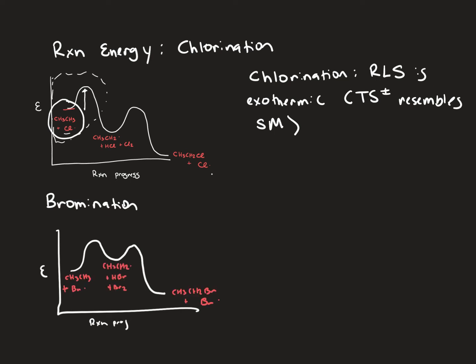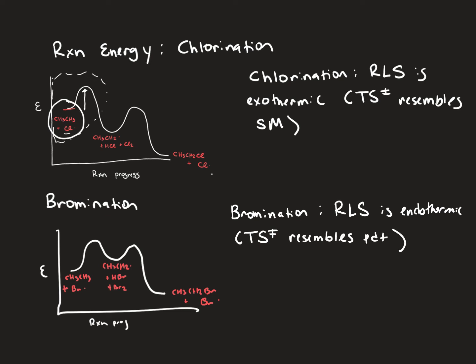Now with bromination, that first step is not exothermic. So the formation of HBr does not make up for the loss of the CH bond. And so because of that, in bromination, it has the same rate determining step, or rate limiting step, but that rate limiting step is now going to be endothermic. And because it's endothermic, the transition state is not going to resemble the starting material, but it will instead resemble the product, which it's closer to in energy.